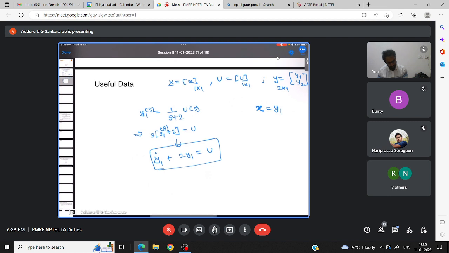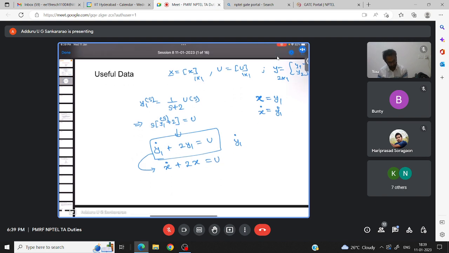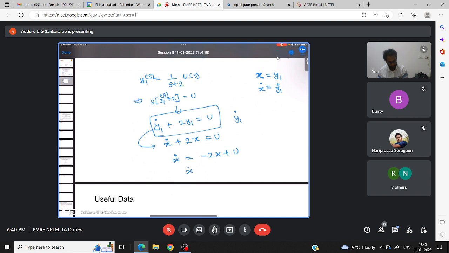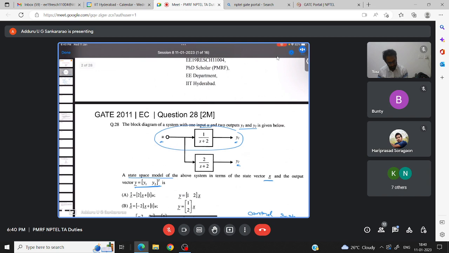Okay, now from here what I can write: y1 dot is nothing but x dot, because x equal to y1. So y1 dot I can write as x dot plus 2x equal to u, right? We have seen earlier. So from here x dot equal to minus 2x plus u. That means x dot is a matrix into x and a 1 matrix into u vector. Okay, now the second output you take.